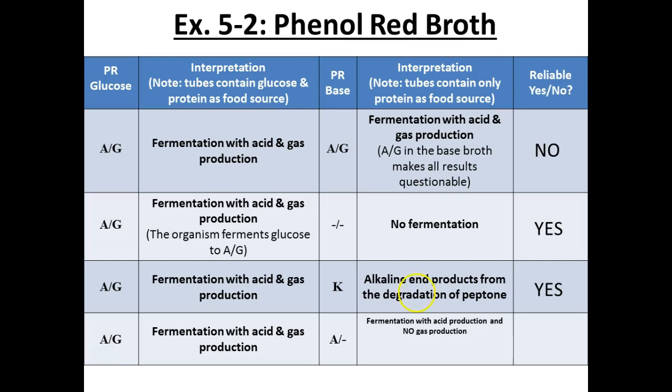Okay, so for the next one, again, given the choice, acid and gas, right? Yellow tube with a bubble. What does this mean if we code it A minus? Acid, no gas. What color is the tube? Yellow. Okay, how the heck did that happen if there's only protein in that tube? Somebody messed up, right? You can't get acid production without sugars. This is not reliable.